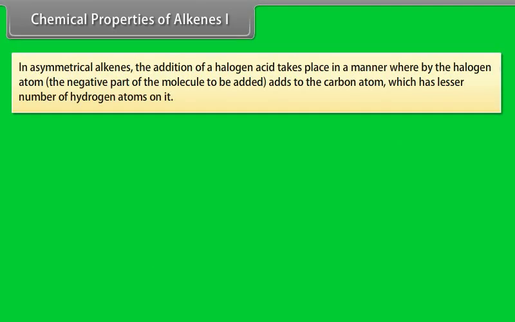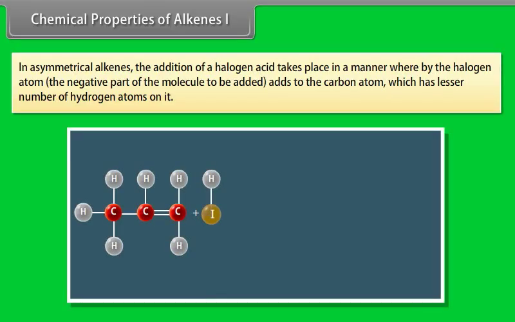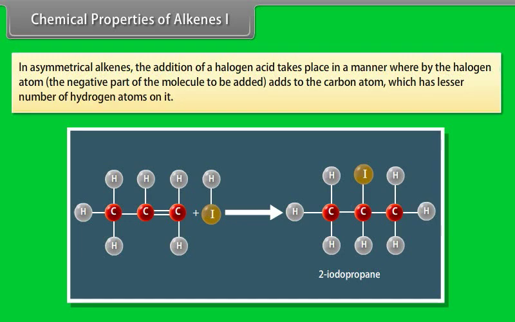In asymmetrical alkenes, the addition of a halogen acid takes place in a manner whereby the halogen atom, the negative part of the molecule to be added, adds to the carbon atom which has the lesser number of hydrogen atoms on it. For example, in the case of propene, the product obtained is 2-iodopropane and not 1-iodopropane. This rule of addition of halogen acids to an asymmetrical alkene is known as Markovnikov's rule.